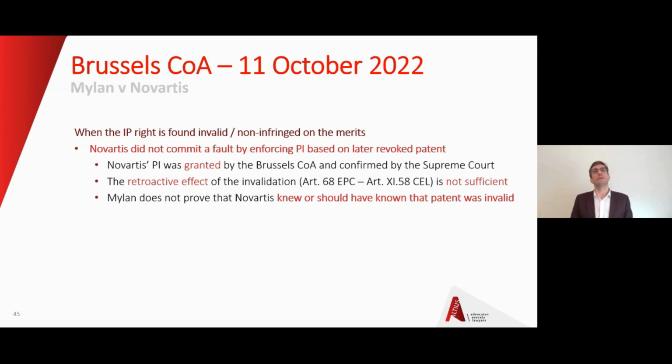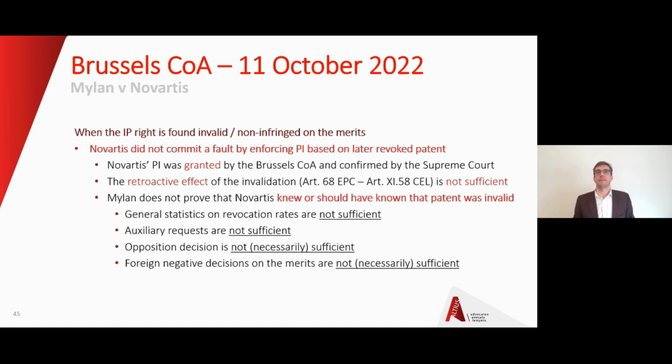Second reason, the retroactive effect of the invalidation is not sufficient, because otherwise, if the mere retroactive effect of a nullity decision of whatever right, the patent right in this particular case, would lead to a fault, then you would actually have a case of strict liability. And that is not what the Enforcement Directive aims for. And finally, Mylan, the defendant, did not prove that Novartis knew or should have known that the patent was invalid, and it thereby referred to a number of points.